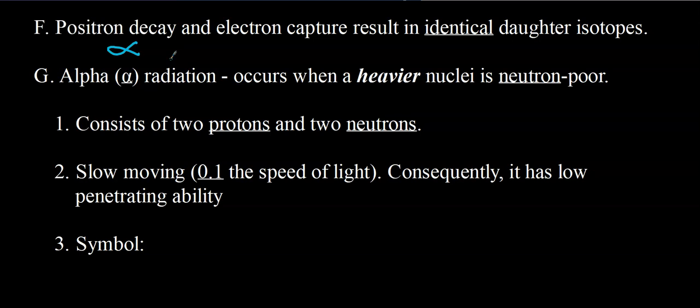So can alpha particles, you think, pass through our skin and get into our bodies? Nope. Nevertheless, alpha radiation is very dangerous, especially if you are consuming foods or drinks that have this type of radiation, or substances that give off this type of radiation. So that's how alpha particles can get into our bodies, through ingestion.